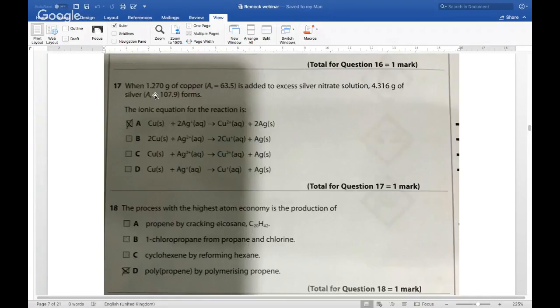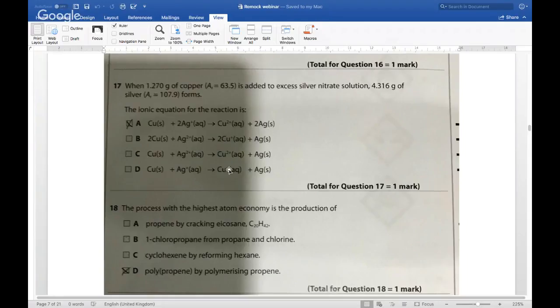Right, next, number 17. When 1.27 grams of copper is added to excess silver nitrate, 4.316 grams of silver forms. The ionic equation is the top one. So you've added copper solid. We know silver nitrate has spectator ions, which is the nitrate ion, which never does anything. So there's 2 silver 1 pluses going to go to the copper. You can split it into its halves if you like, folks. Copper's being oxidized, silver's being reduced, and you're forming silver metal. So it's the top one.